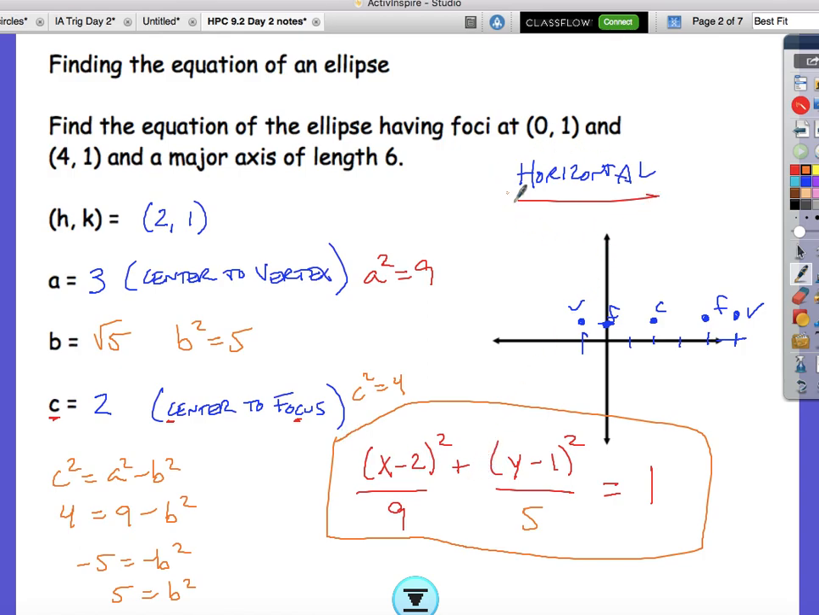So once you decide if it's horizontal or vertical, I would write that down because that's going to help you remember if the a squareds should go under the x's or under the y's. If it's horizontal, the a squareds go under the x's. All right, last problem.